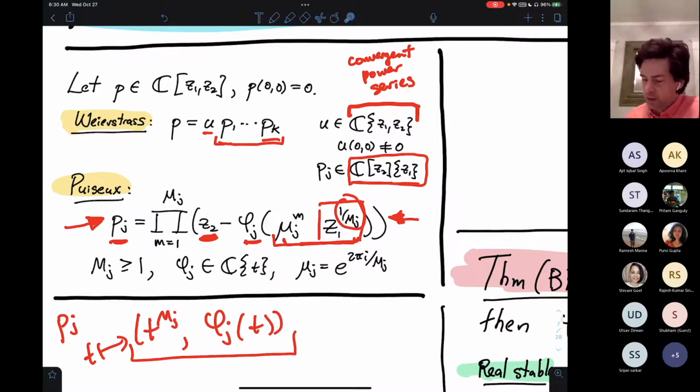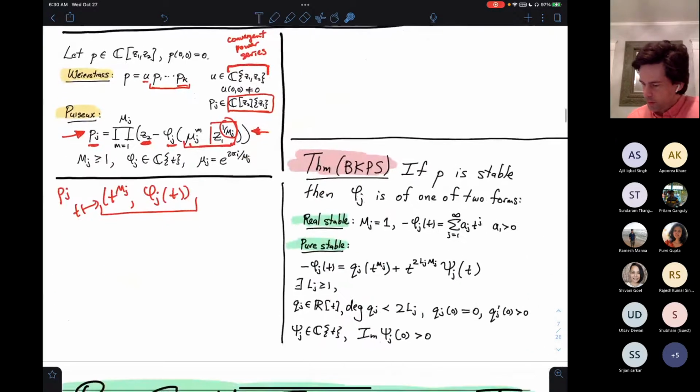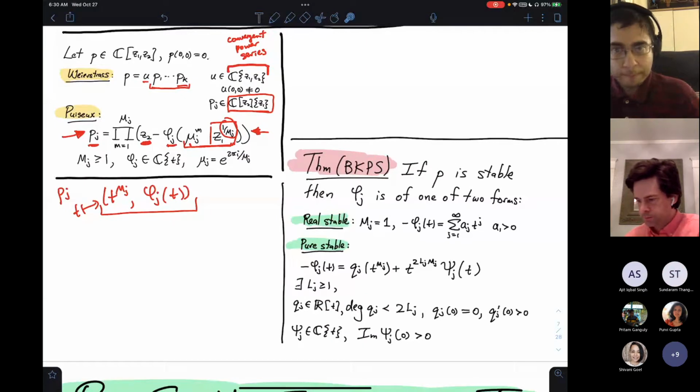And the thing I want to tell you is that for stable polynomials, you get a very special form for these analytic functions that tell you exactly what stable polynomials look like near a boundary 0. So here's that portion of it.